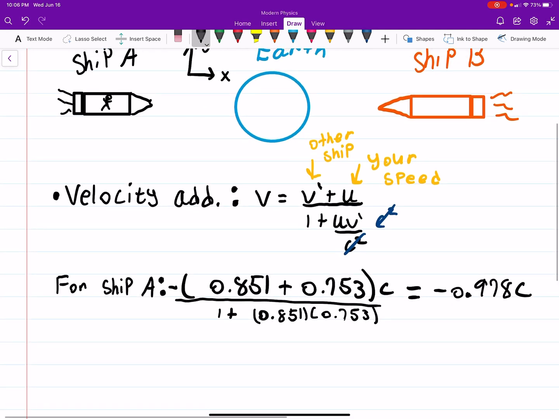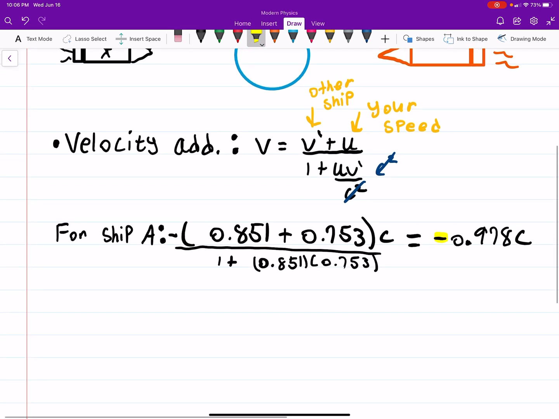The negative sign also makes sense for the same reason that we discussed earlier. It looks like the ship is moving to the left really, really fast. That's where the negative comes in.